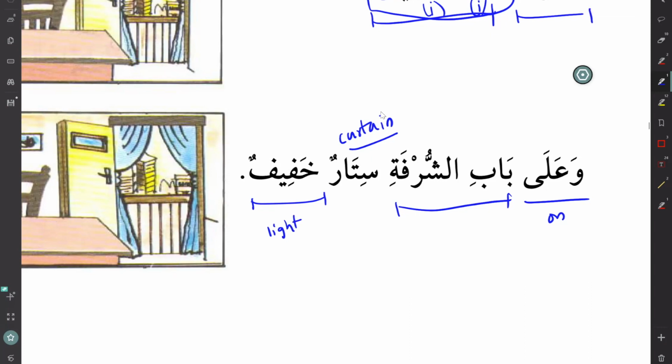Again, this is your adjective. As you can see, this is masculine, no ta marbuta, and this is also masculine. We have a dhamma, everything matches. So you have to translate it as an adjective phrase. You say light curtain. So you can translate: there is a light curtain on the balcony door.